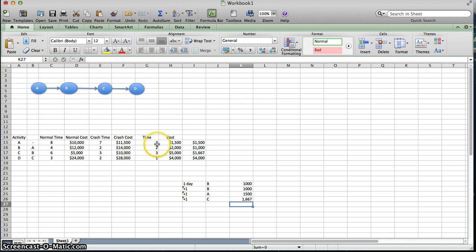And then the key is to see how much you can crash it by and what the cost is, and then make sure that you divide that time into the cost so that you have a fair comparison. And then just remember that, like in the case of B, yes, it's the cheapest, but remember it can be crashed only 2 days. And that's all there is to project crashing.